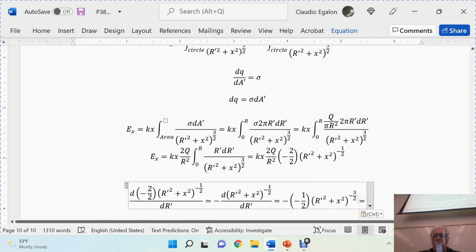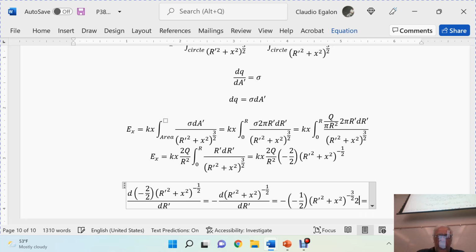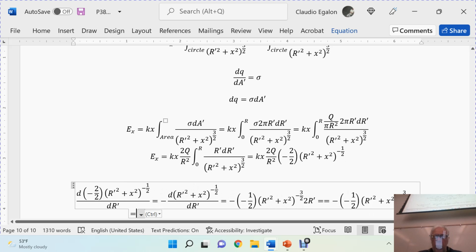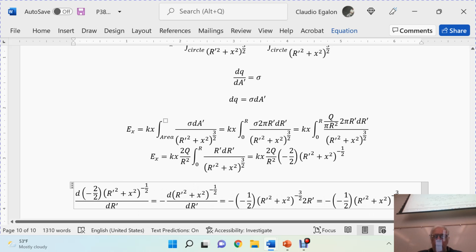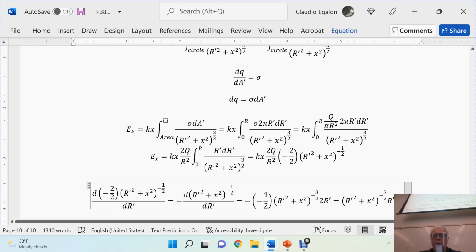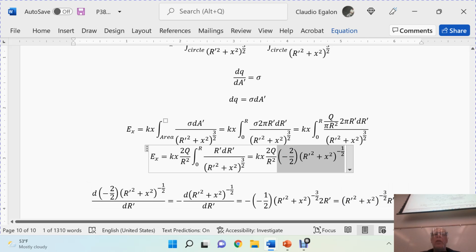Now we have to differentiate the inside of this thing. It is going to become 2r prime, right? This 2 cancels with this 2. The negative cancels with the negative. Okay, here we go. And look what we get. I proved to you that this is indeed the integral of this. Now let's apply the limits.